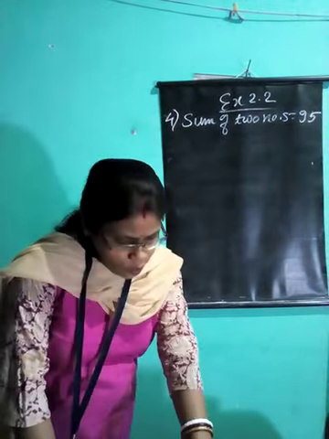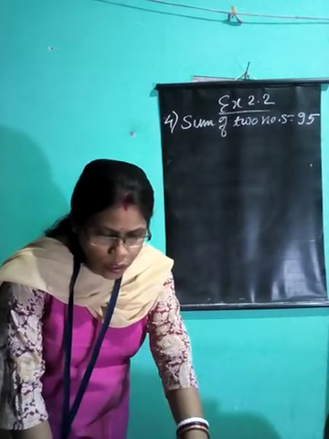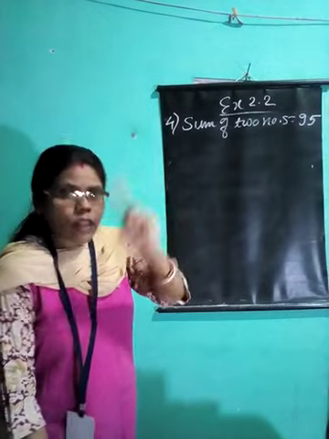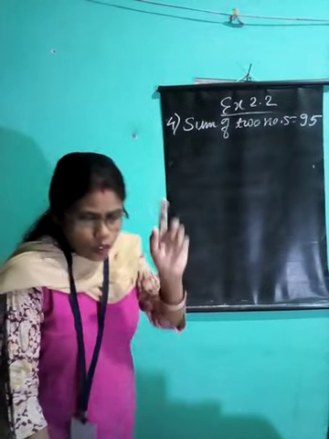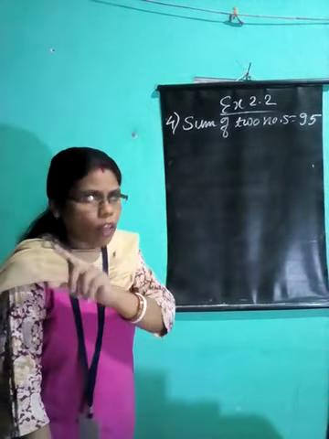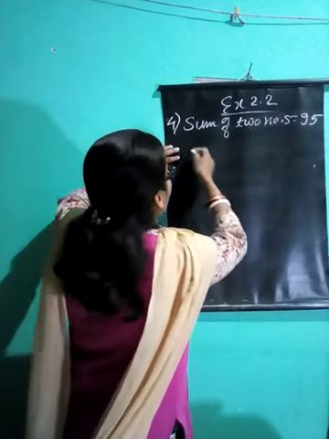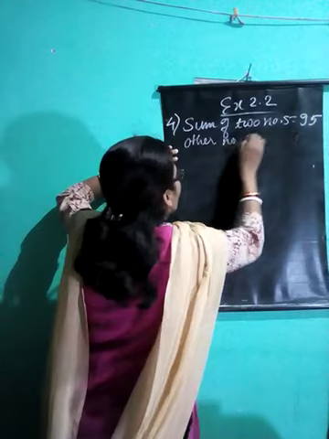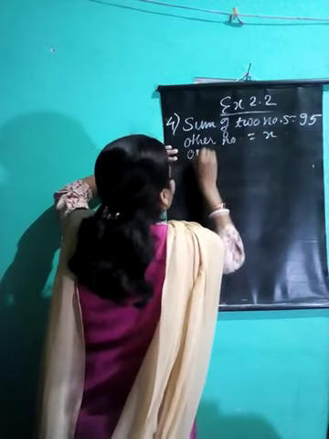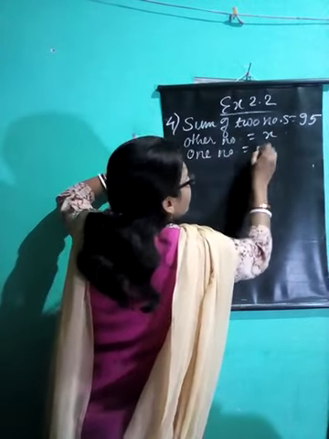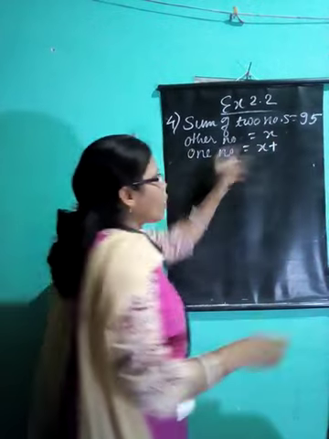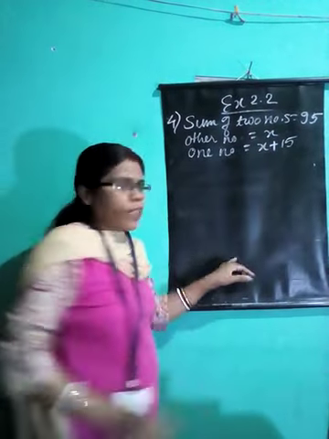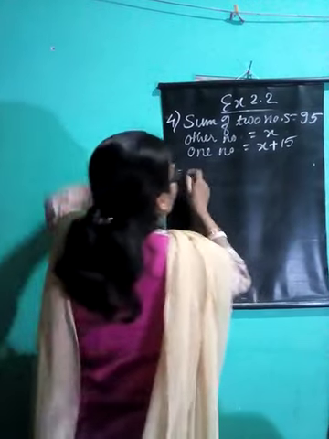The sum of two numbers is 95 if one exceeds the other. It means that one number is greater than the other number. Exceeds is greater. So if one number is greater than the other by 15, you don't know what the other number is. So let the other number be x. So one number is x plus 15. It is 15 more than the first number.